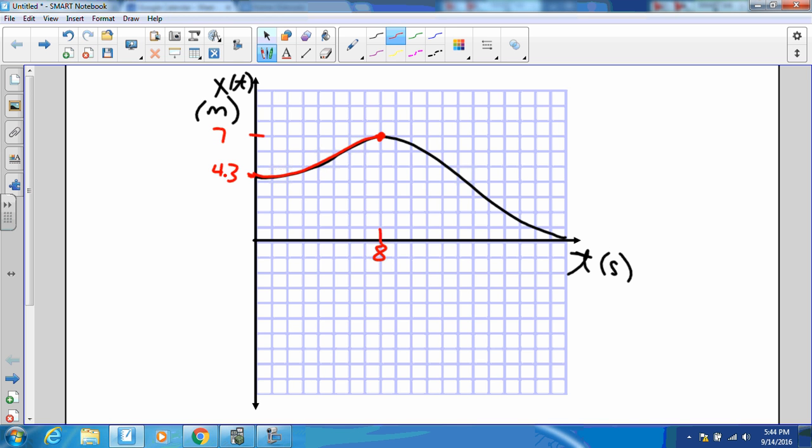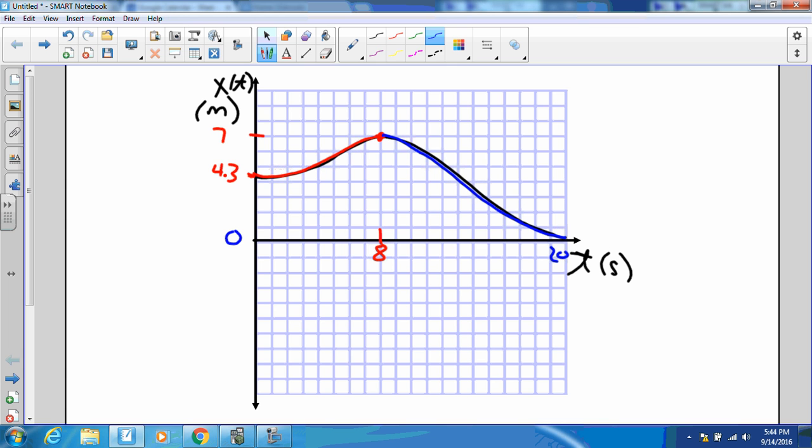Then the object turns around and it starts going backwards. So all the way up here at t equals 20 seconds, it is at the origin once again. Okay, so that's how we understand the motion of the particle. First it's going forwards until it hits a maximum at t equals 8 seconds, and then it goes backwards.